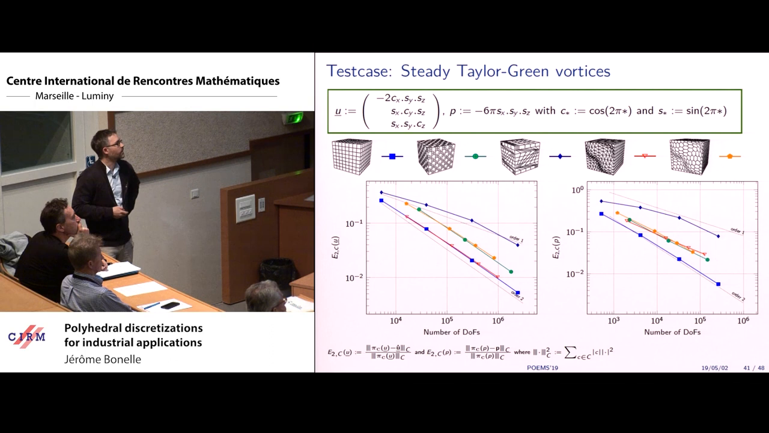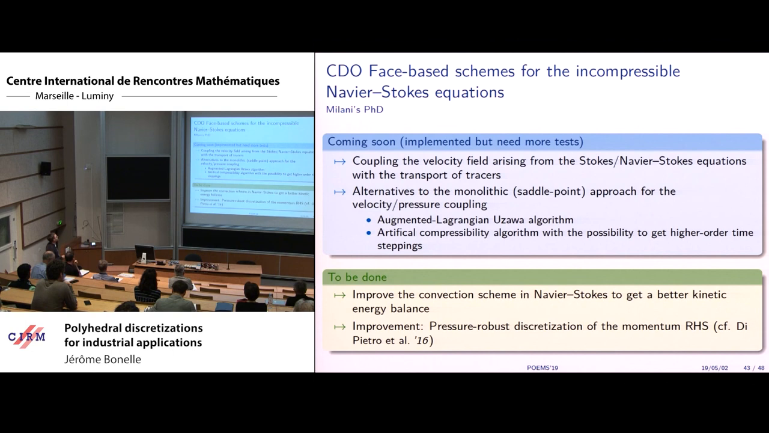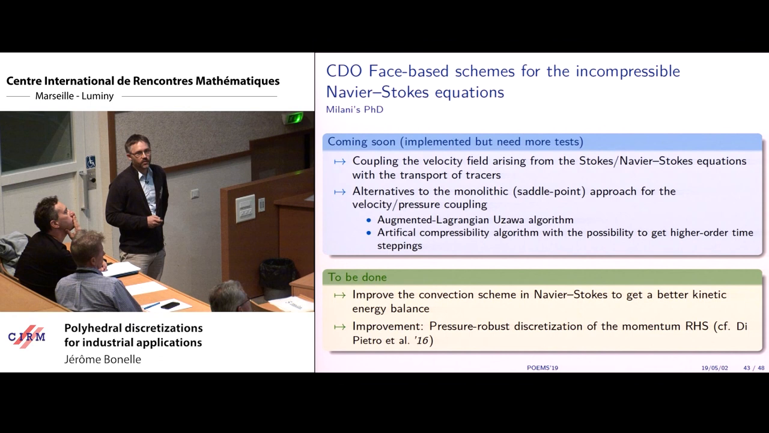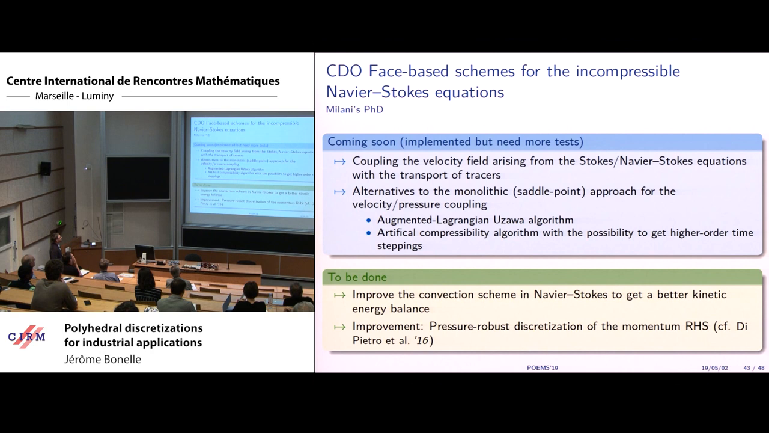So now let's talk about ongoing works. Ongoing works are devoted to the Navier-Stokes equation. This is implemented in Code Saturne, but we need more tests. In fact, we have two works. The first one is to couple the velocity field arising from the Stokes and Navier-Stokes equation and to use this field as a transport field for tracers. And also look at different ways to couple the velocity and the pressure. What I showed you is a monolithic way with a saddle point system to solve, but we also have augmented Lagrangian algorithms and also artificial compressibility algorithms, with the possibility to get higher order in time.